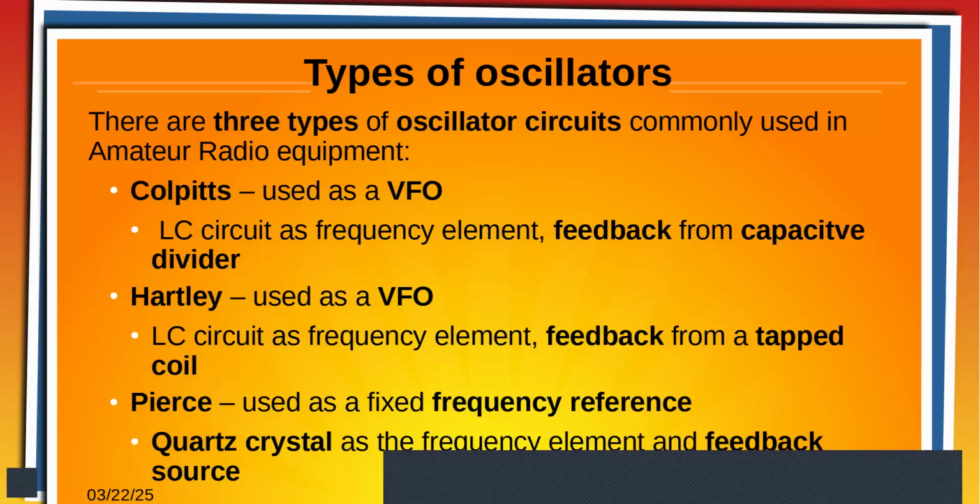In the case of a Hartley, it's just the opposite. You center tap the inductor and take the feedback at that point. So that's how I always remembered them. Colpitts, because it starts with a C, uses the capacitor, and Hartley uses the other one. And then Pierce uses a crystal as the feedback element, as its frequency dependent element.